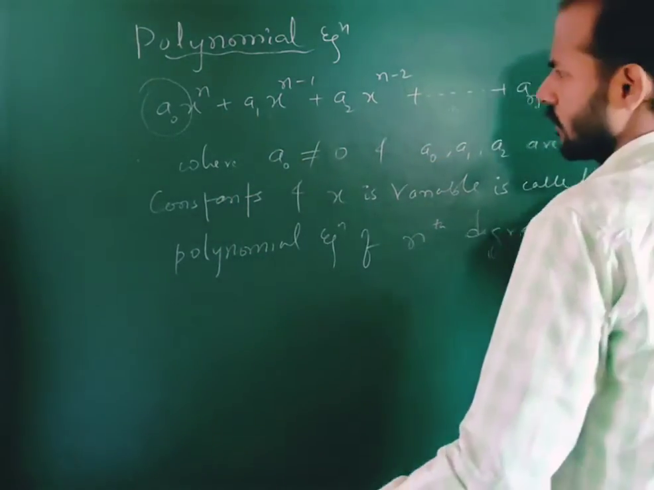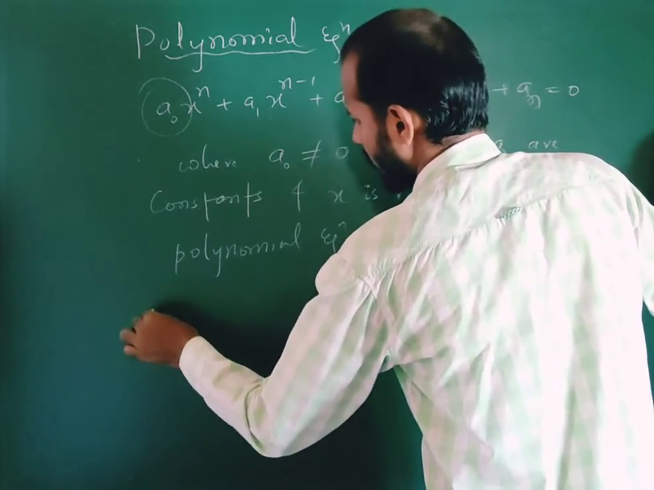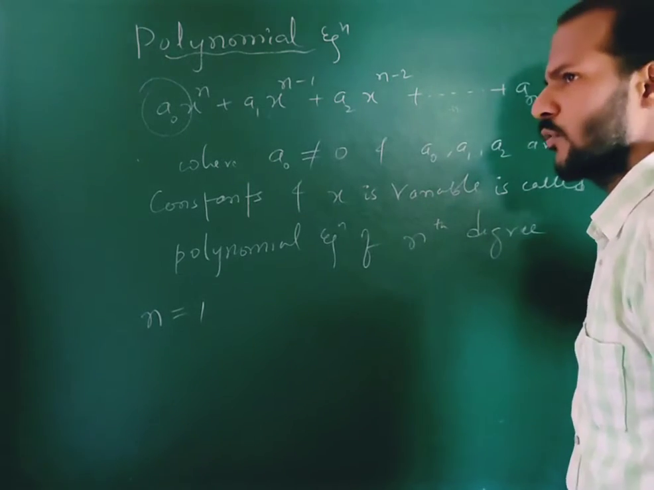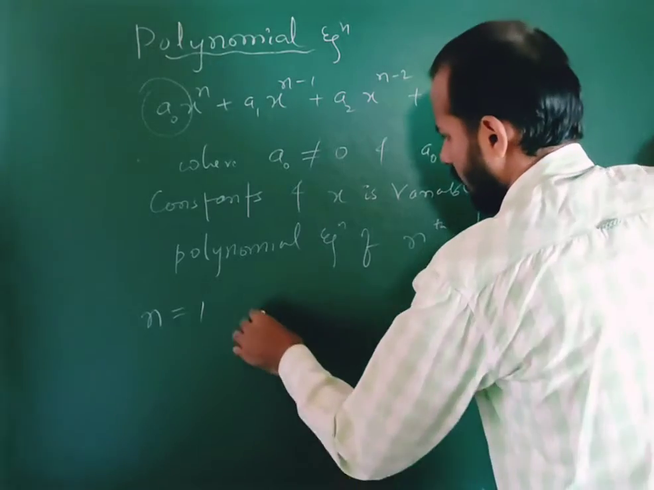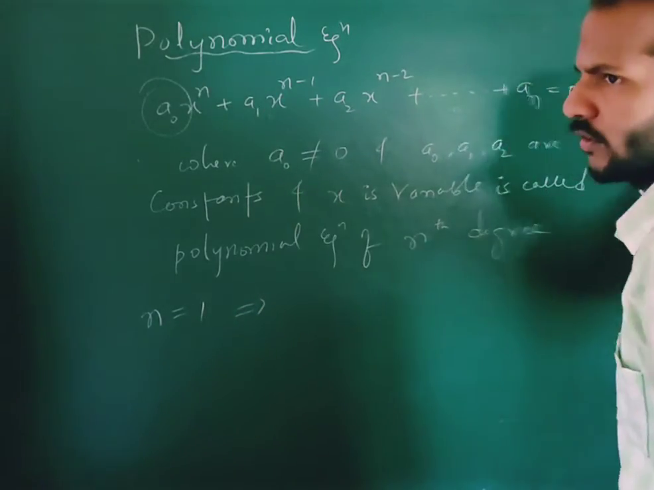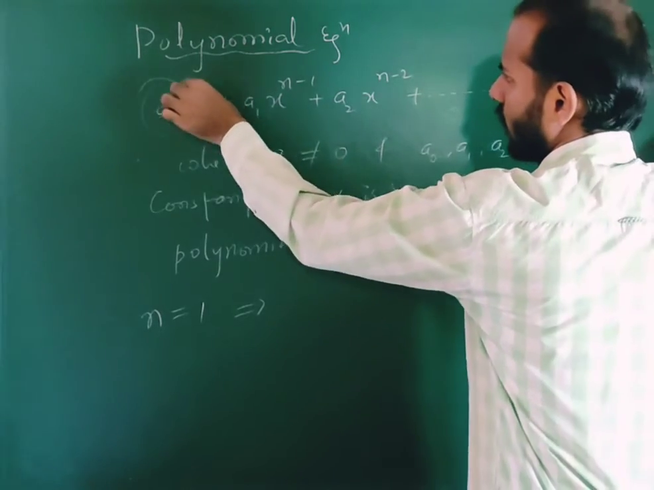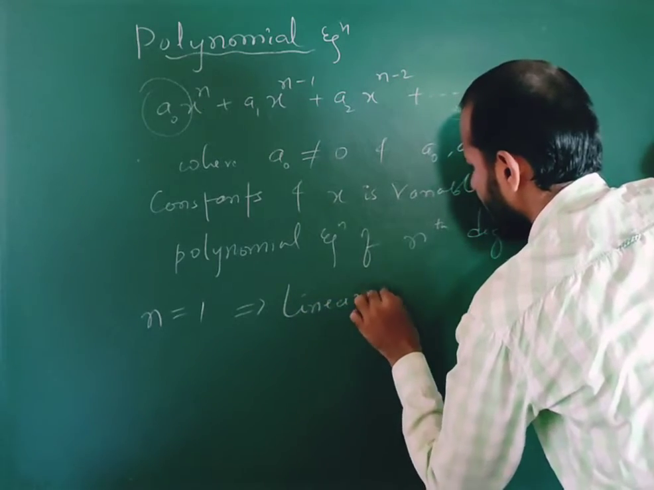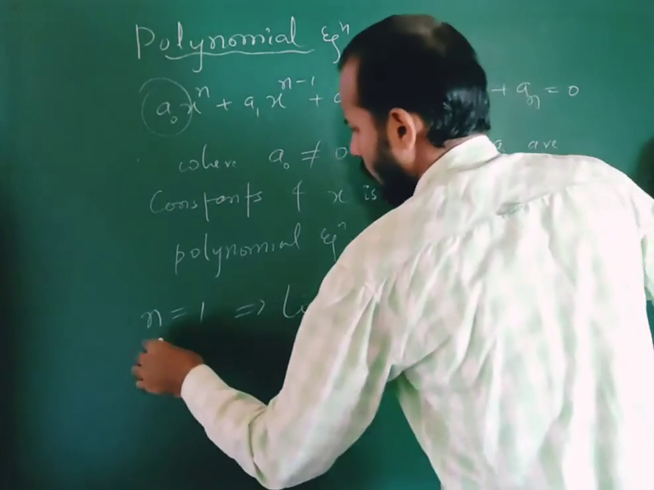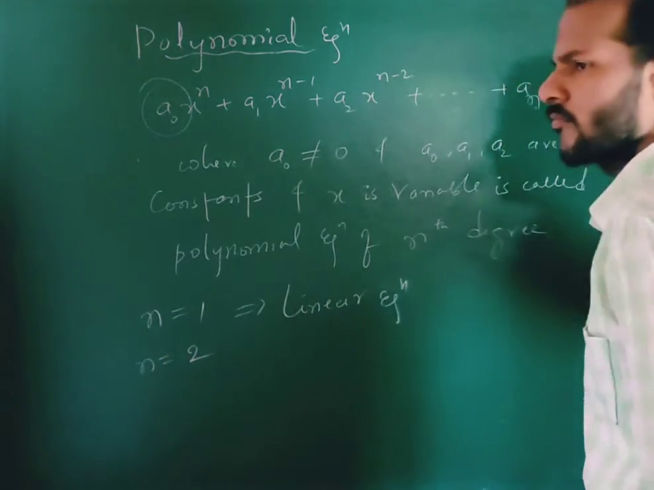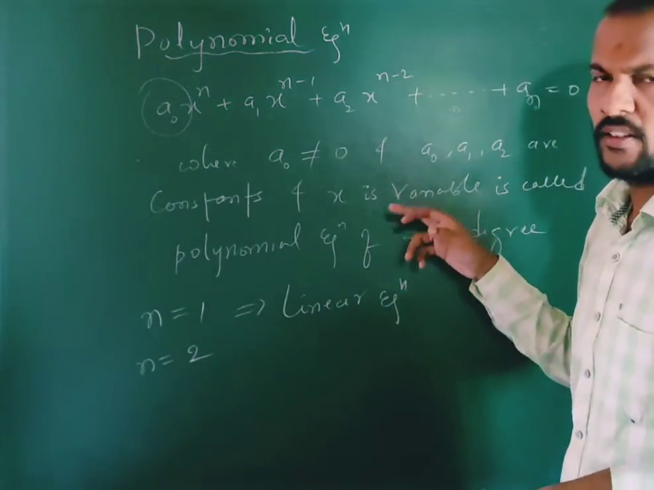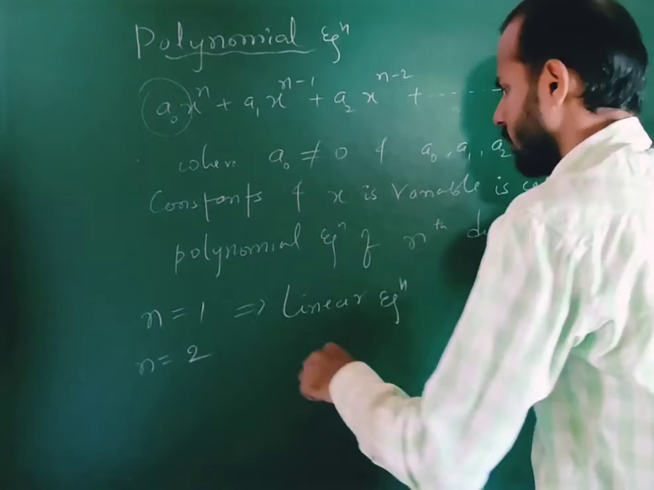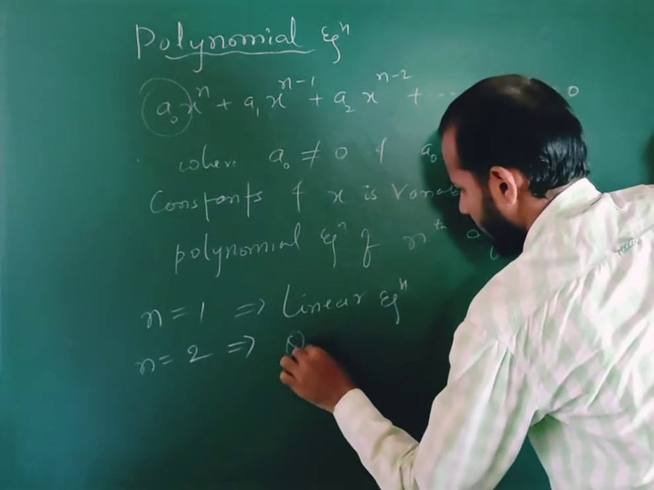If we substitute the value of n equals 1, what do we get here? We get a linear equation. I will show you by substituting the value n equals 1 whether we are getting linear or not. Suppose n equals 2, then what do we get here? A quadratic equation.